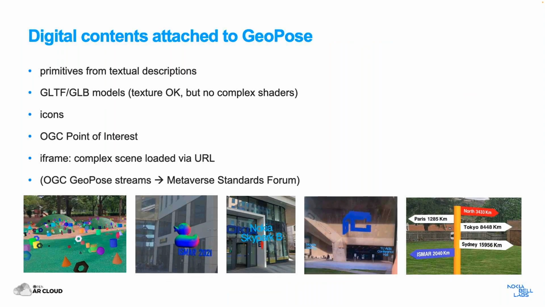What kind of contents are supported? Currently, this list: simple GLB models, icons, OGC point of interest, which is new, and some GeoPose streams, which we try to utilize in the Metaverse Standards Forum.